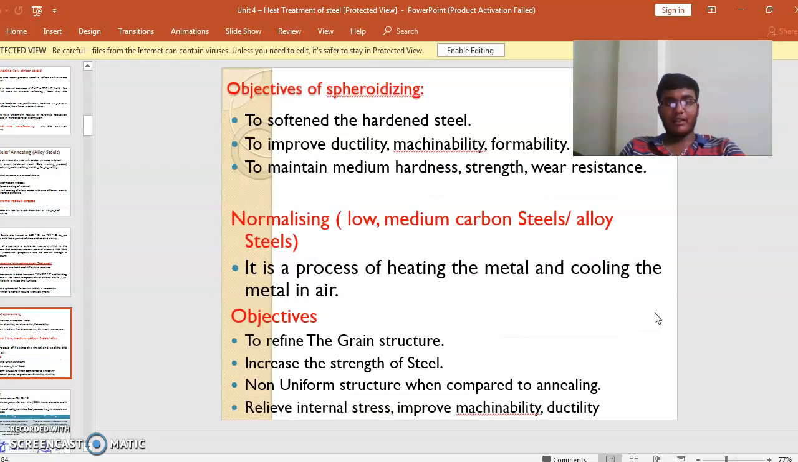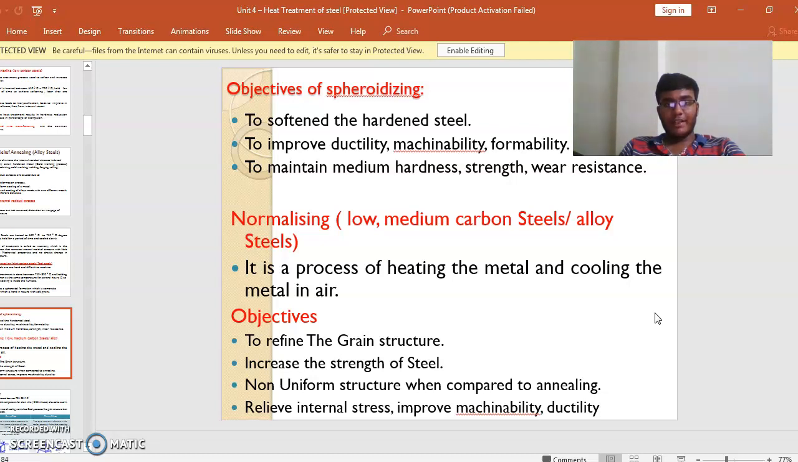Objectives of spheroidal annealing: to soften the hardened metal, to improve ductility, machinability and formability, and to maintain medium hardness, strength and wear resistance. Now let's go to the normalizing process. It is mainly applicable for low and medium carbon steels and alloy steels.